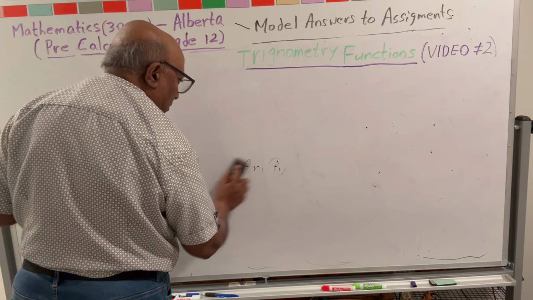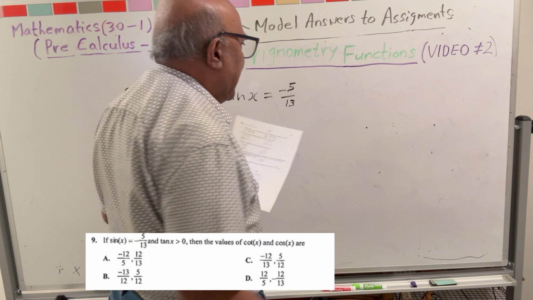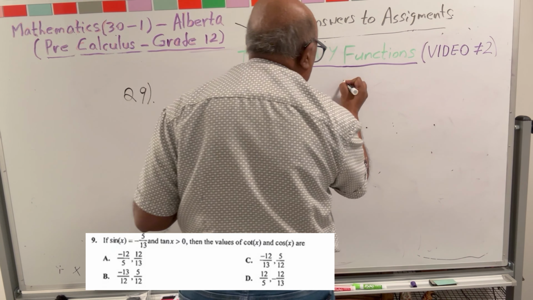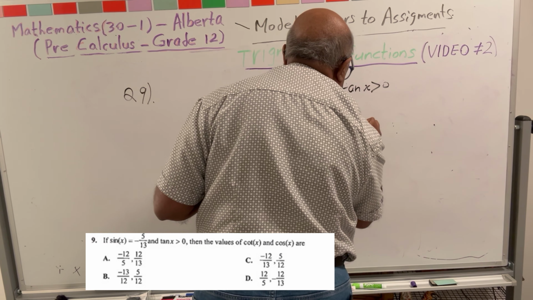Now let's go to question number 9. This says if sin x is equal to minus 5 upon 13 and tan x is positive, they are asking the values of cot x and cos x.